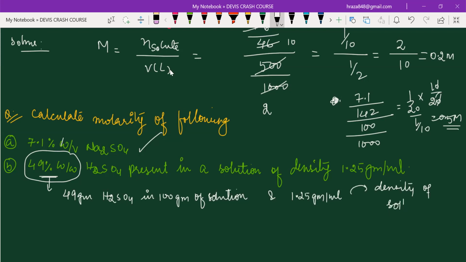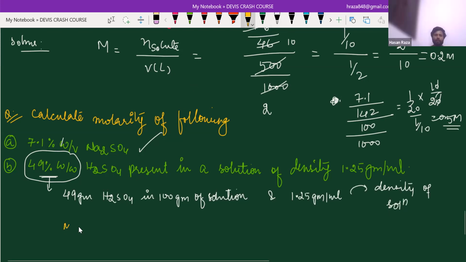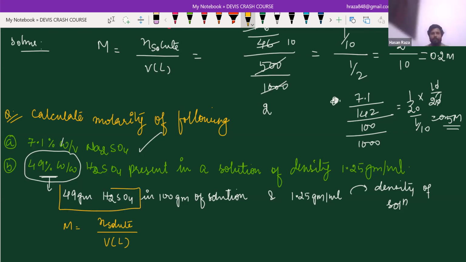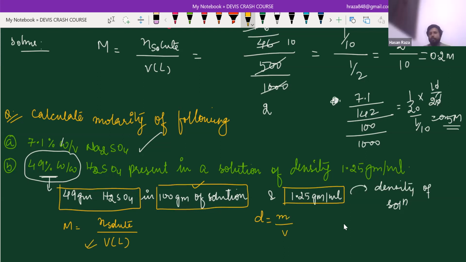And what we need to calculate is basically molarity, which has a formula: number of moles of solute upon volume of solution in liter. Number of moles of solute we can calculate from here, but we need volume of solution in liter. That is not directly given, but we can find it with the help of mass of solution and density of solution. Since we know the formula from our childhood, D is equal to M by V. So volume of solution is equal to mass of solution upon density of solution.